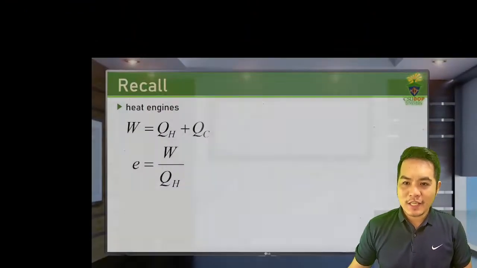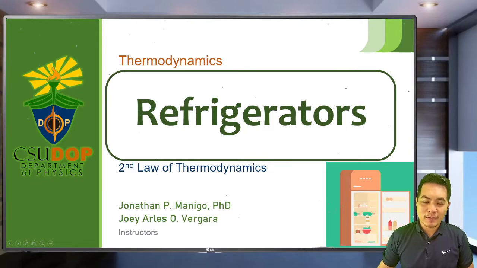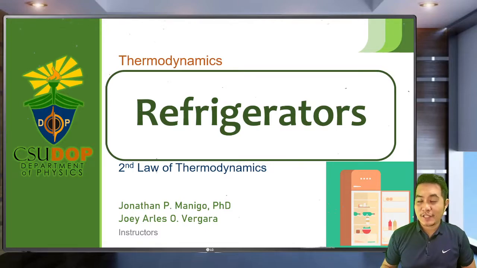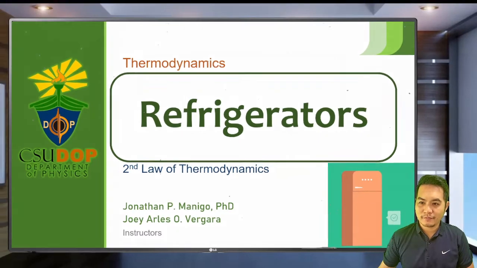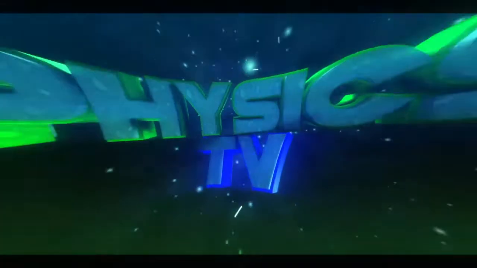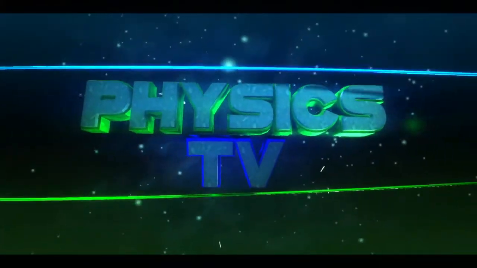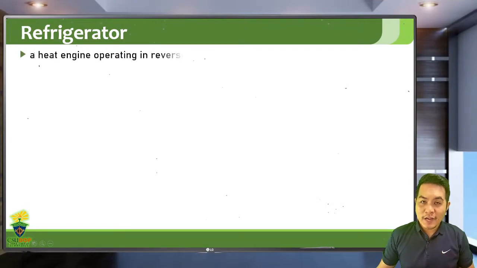So in this lesson, we will be talking about refrigerators. Basically, a refrigerator is the reverse of a heat engine. The same principle also applies for both refrigerators and air conditioners. A refrigerator again is just a heat engine operating in reverse.